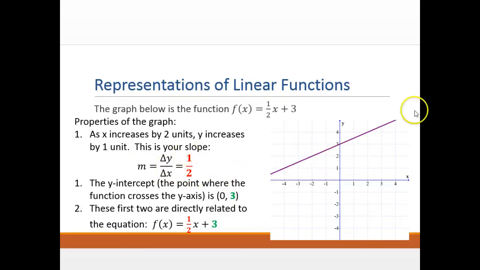We also recognize from this graph that this function hits the y-axis at the point (0, 3). By definition, this is known as our y-intercept. So from this graph, we can identify both the slope and the y-intercept. And notice our function is f of x equals 1 half x plus 3. The 1 half is the slope, which we can identify in the graph. And the 3 is the y-intercept, the y-coordinate of the y-intercept, which we can also identify from our graph.